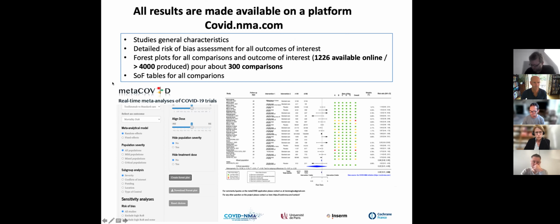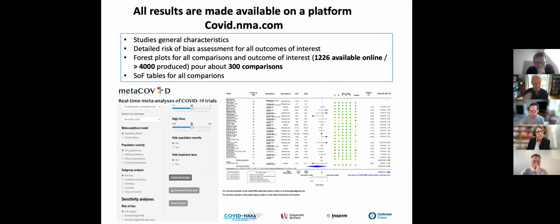We also developed some tools, and this tool has been developed by Anna Chaimani, MetaCovid. It's a tool where anyone can use the data that is available on our platform and perform their own analysis. So for example, currently we're presenting only results, the forest plots are only with random effect. They can decide to explore the data and use a fixed effect. They can focus on specific populations, do subgroup analysis, and for example, decide to exclude high risk of bias studies. And they can download their forest plot and use it.